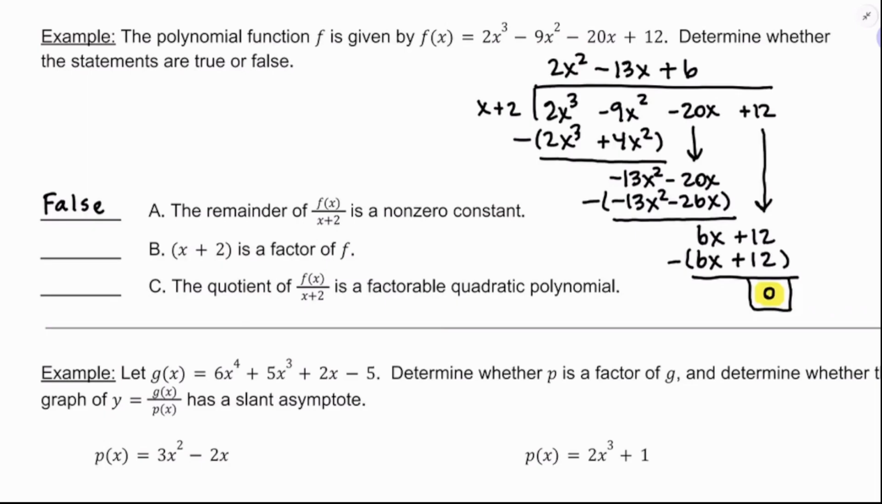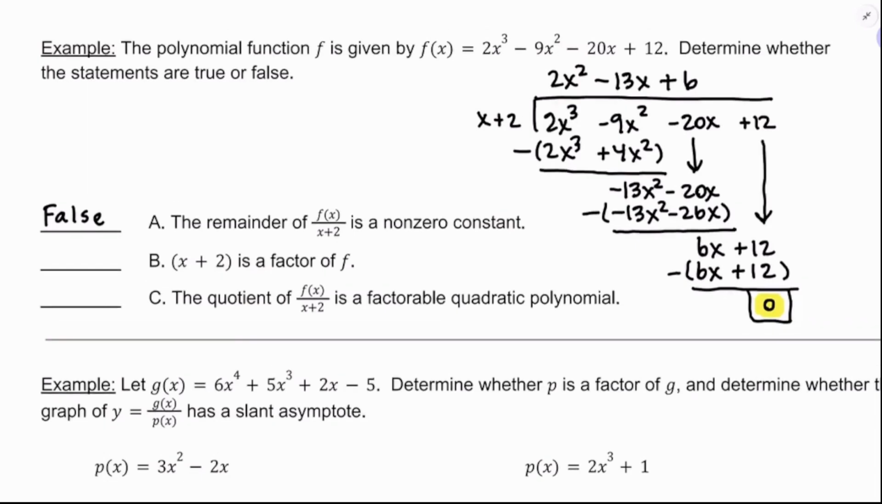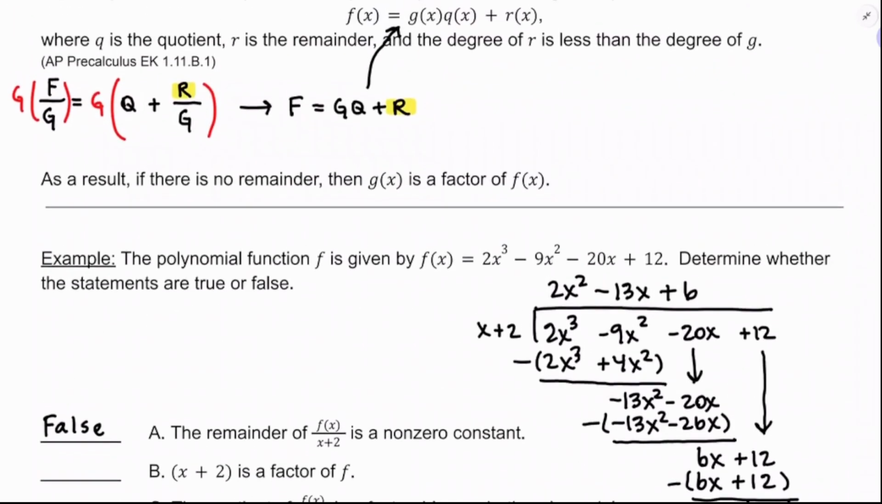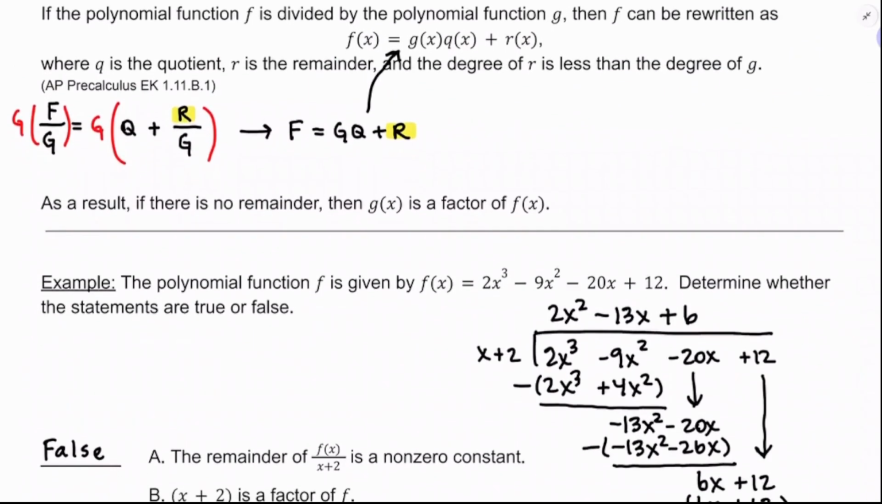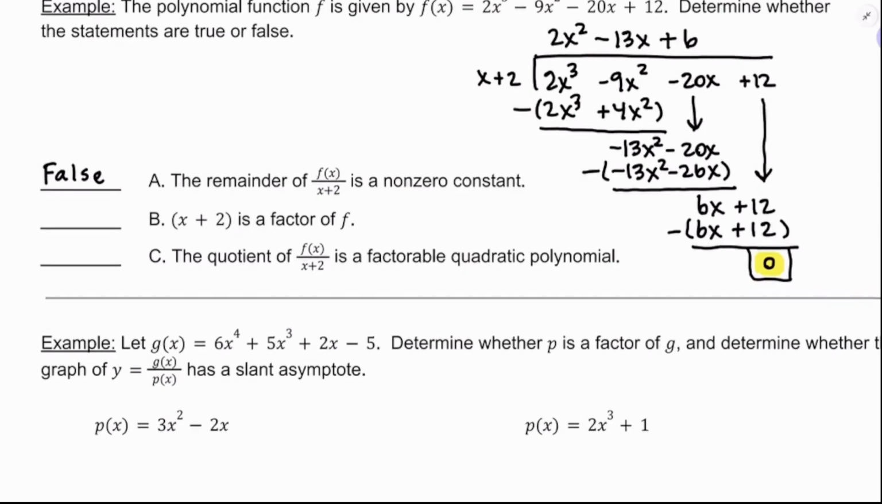Okay, x plus 2 is a factor of f. That's what we just said. If the remainder is 0, then the divisor is a factor of the dividend. So this has got to be true. And then, the quotient of f of x over x plus 2 is a factorable quadratic polynomial.